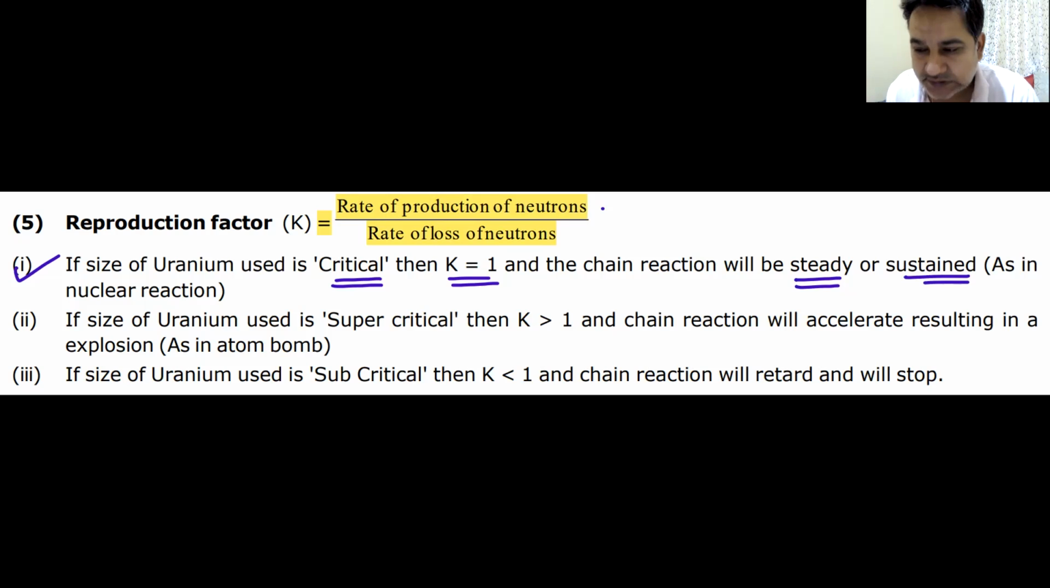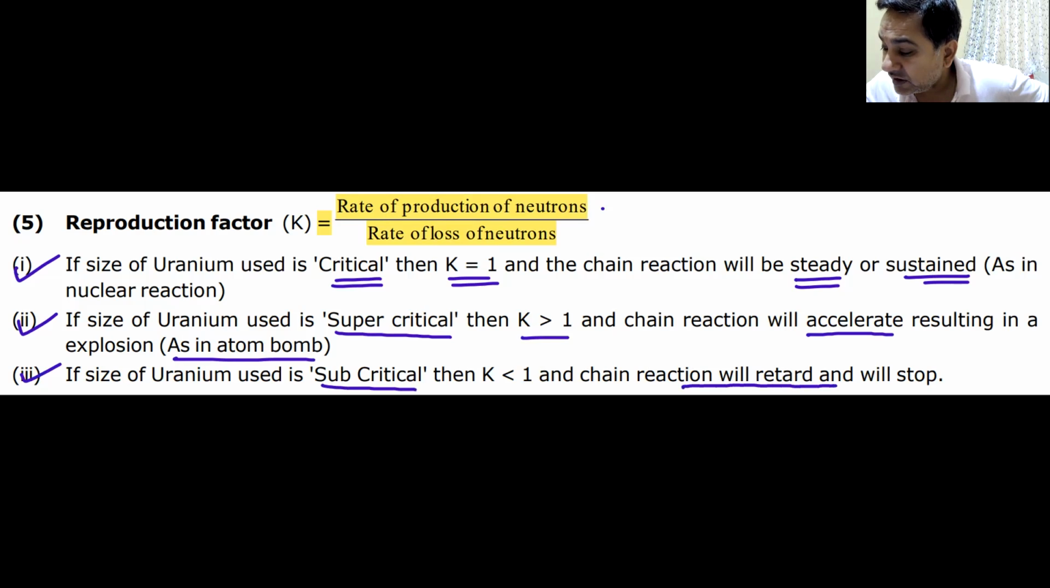Critical size. It should not be more than critical, or an atom bomb will happen. If it is less than critical, the nuclear reaction will not happen. If the size of uranium is supercritical, K will be greater than 1, and the chain reaction will accelerate, and you will have an atom bomb being produced in the nuclear reactor. If the size of the uranium is subcritical, nothing happens. The chain reaction will retard and will stop.